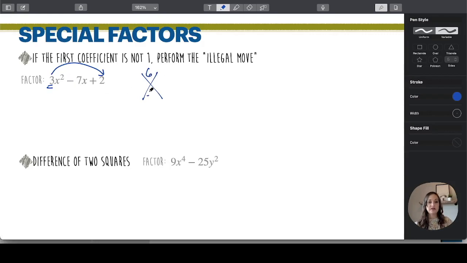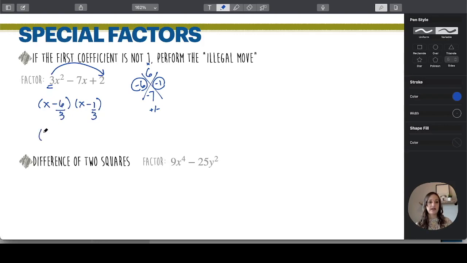Take the middle number just like normal. So what multiplies to give me 6, but adds to give me a negative 7? And the answer is going to be negative 6 and negative 1. And so we would write those factors, x minus 6 and x minus 1. However, we are not done. We now have to undo what we did at the beginning. Where we multiplied by 3 at the beginning to get 6, we now need to undo that. And so we now divide by 3 in the end, and we're going to simplify.